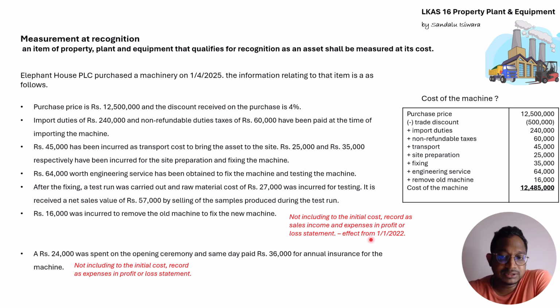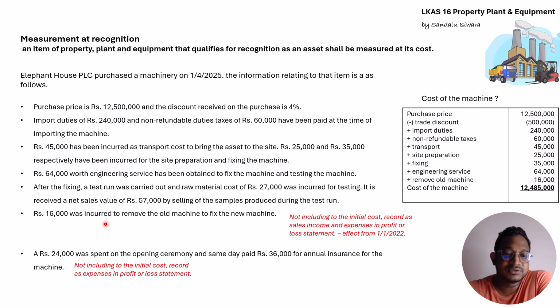But after 1st of Jan 2022, based on the new amendment of LKAS 16, these two you are not identifying under the cost of the machine, right? So this 27,000 you should record as an expense, and this 57,000 you should record as sales in the income statement, right?